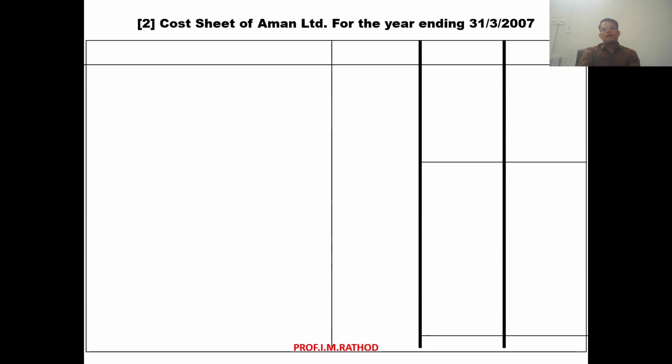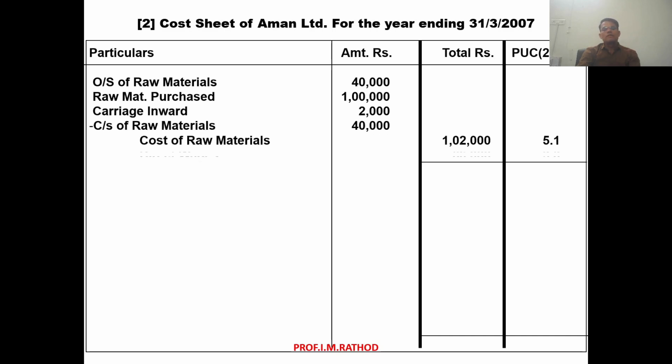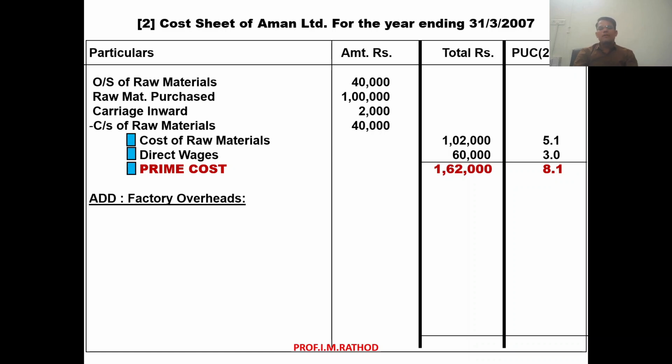Cost sheet for the year ended 31st 2007. Opening raw material 40,000, purchase of raw material 1 lakh, carriage inward 2,000, less closing raw material 40,000, cost of raw material 1 lakh 2,000, divided by number of units 20,000. So per unit cost is 5.1, plus direct wage 60,000 divided by number of units 20,000, per unit is 3 rupees. Prime cost is 1,62,000, per unit 8.1.